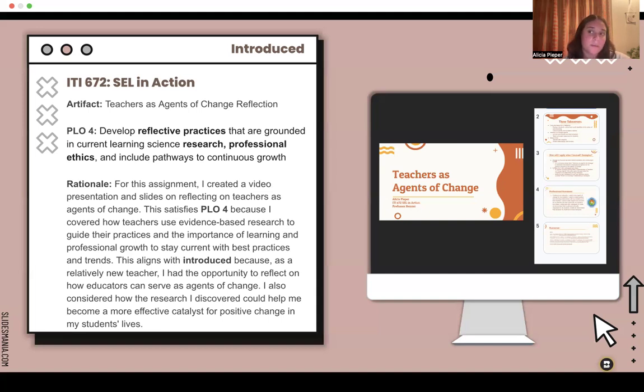I think this is really important because teaching and education is always evolving. Our students are always changing, and so it's really important that we are staying up to date on best practices because that in the end will help with our professional growth and professional ethics. This aligns with Introduced because as a relatively new teacher, I had the opportunity to reflect on how educators can serve as agents of change. So my presentation was a very basic understanding and overview of how we as teachers can be agents of change in the classroom.